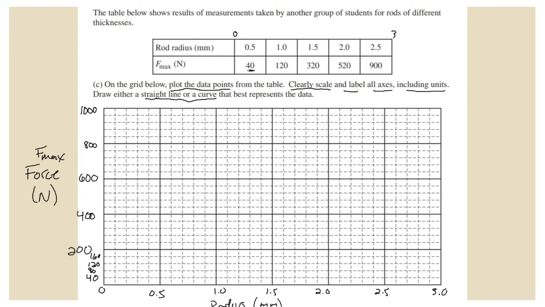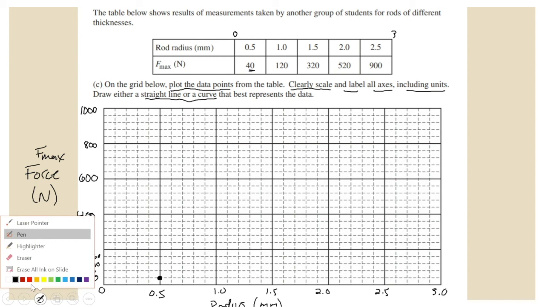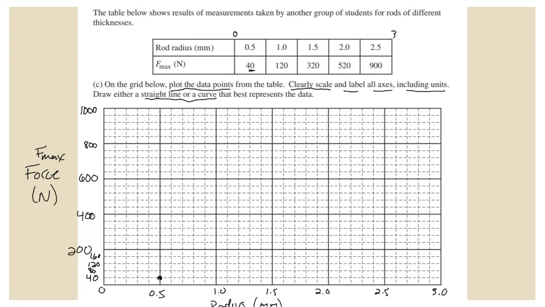Notice here, that first one is 40. We have a perfect line on the graph for that. 120, we have a perfect line on the graph for that. And so we're pretty much ready to go now. Here, we're going to have our F max of 40 corresponding to our rod radius of a half. So we have a half and 40. That's going to be a point right here. You know what? I'm actually going to change the ink color to red so there's no blending in. We'll be able to see that perfectly clearly if it's in red.